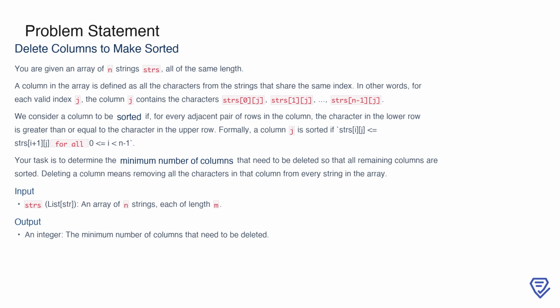A column is considered sorted if, when you look at the characters in that column from top to bottom, they are in non-decreasing order. This means that each character in the column must be less than or equal to the character below it. Your task is to determine the minimum number of columns that need to be removed so that all the remaining columns are sorted. When you delete a column, you remove all the characters in that column from every string in the array.